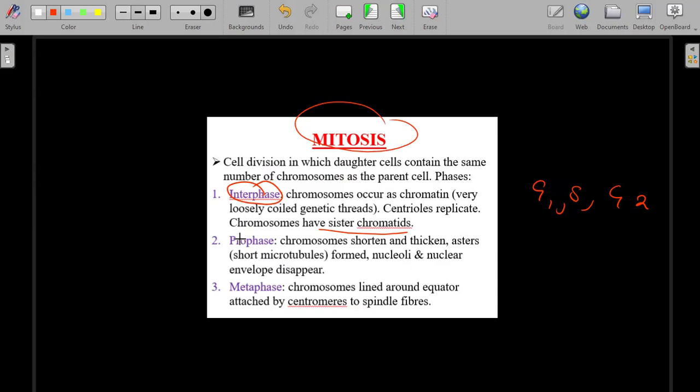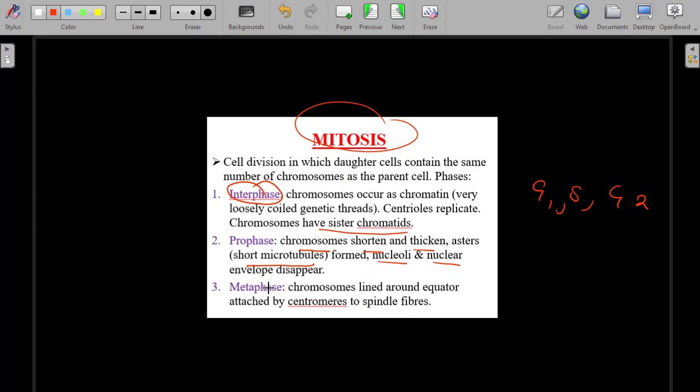The first phase of mitosis is what we call prophase. In prophase, the chromosomes are going to shorten and thicken. Also, your microtubules are going to shorten. That's the first thing you're going to have. Also, the nucleolus and the nuclear envelope are going to disappear in prophase. That's what we have in the first phase of mitosis.